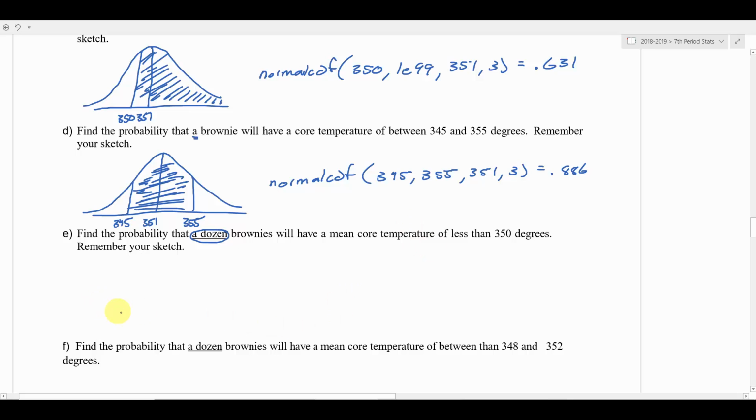So this is a sampling distribution. Okay? And they're sneaky like that, right? They just kind of sneak that in there. They don't tell you, hey, this is a sampling distribution problem. You've got to recognize that when you read the problem.